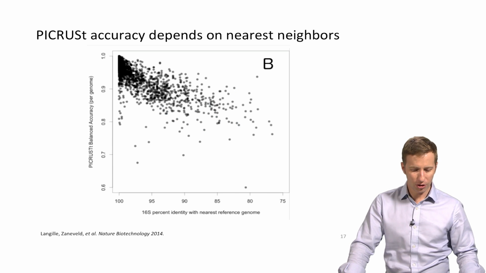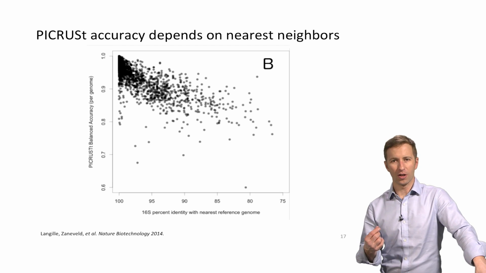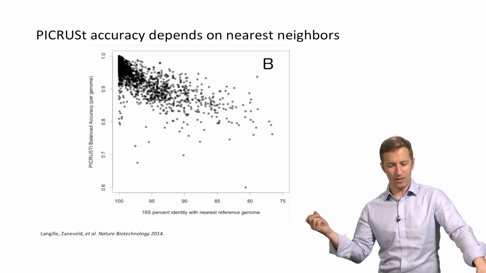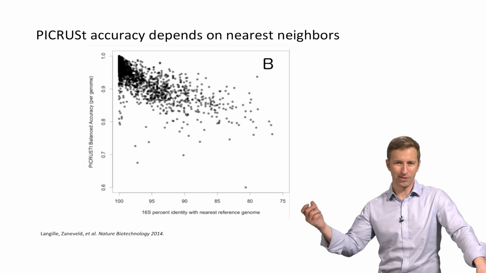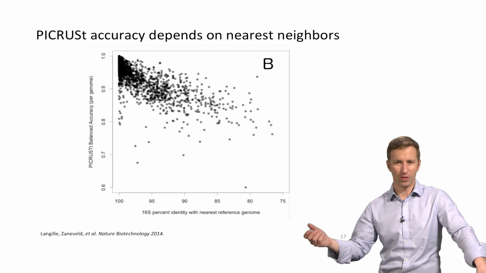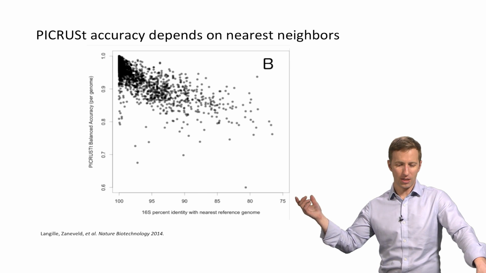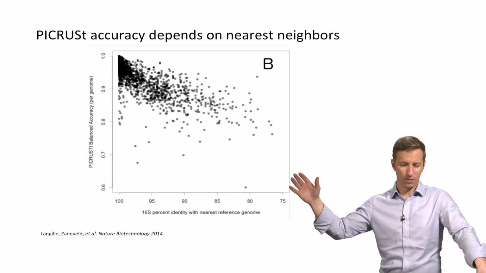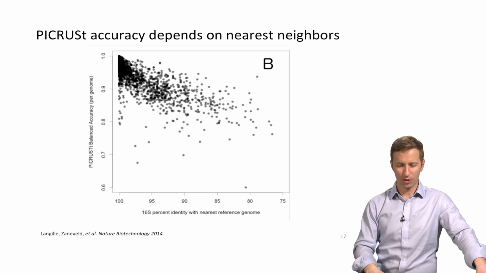Here's another plot just showing the accuracy on a per genome basis, plotted against the distance of a genome to its nearest neighbor in the reference database. And so you see, as you get farther and farther away from the reference database, the accuracy decreases, which makes sense.